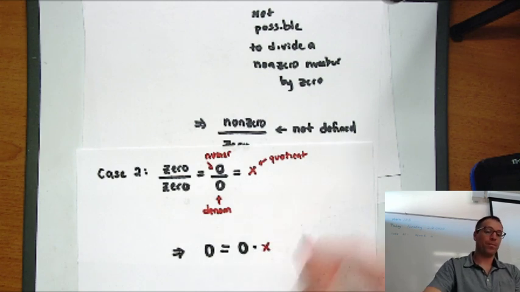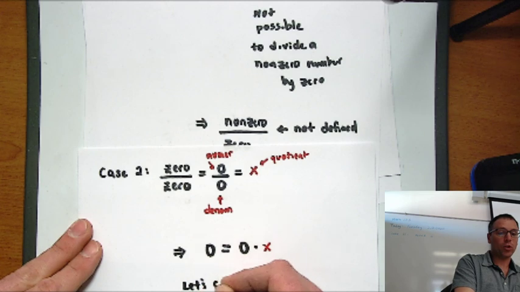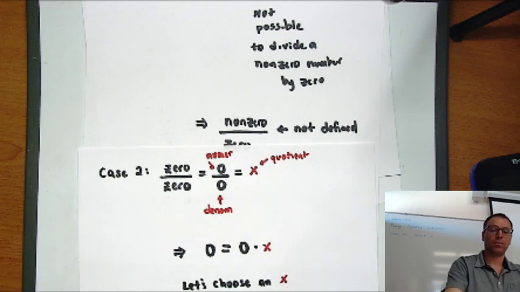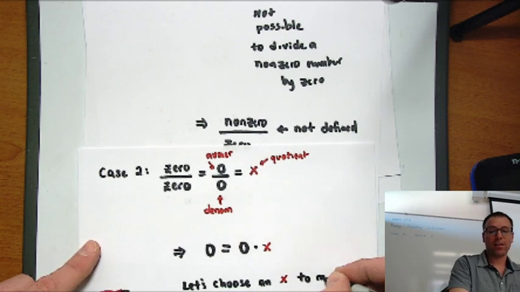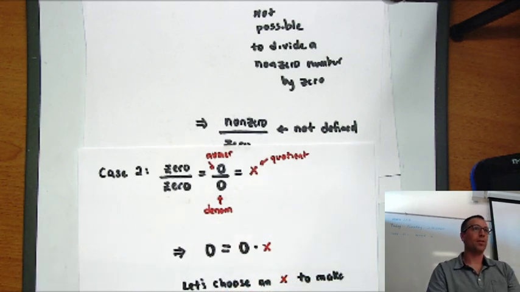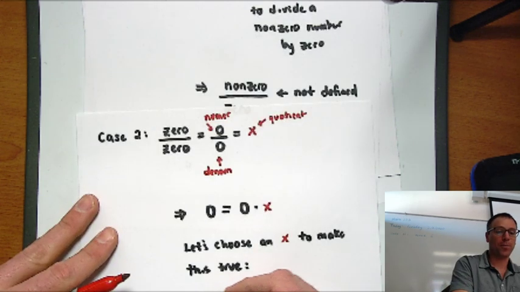So now let's choose an x to make this true. Okay, can someone choose an x to make this true? Okay, so if one person says x equals 2.